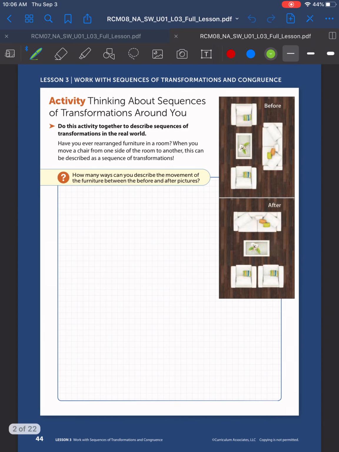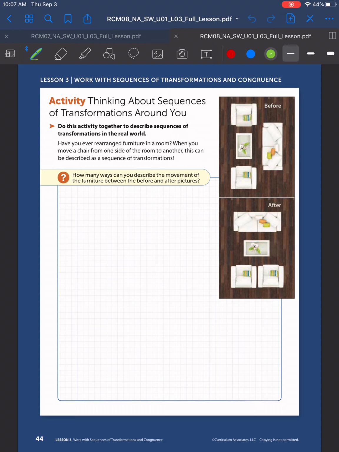We're going to be learning how shapes can not just translate, but they can translate and then they can flip and then they can move again. So look at the picture on 44. It says, have you ever rearranged furniture in a room? When you move a chair from one side of the room to the other, this can be described as a sequence of transformations. Okay? So as you can see in the living room before, we got the couch, the 2 chairs, the coffee table, and then it looks like the couch moved, the 2 chairs moved, the coffee table moved.